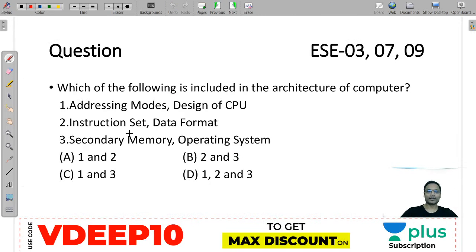Check. Further, a question for you. It's an ESE question, an Engineering Services Exam question. You need to give me the correct answer. Which of the following is included in the architecture of a computer? A very simple question. Try it. Addressing mode and design of CPU. Try to solve this question. It's very, very easy.